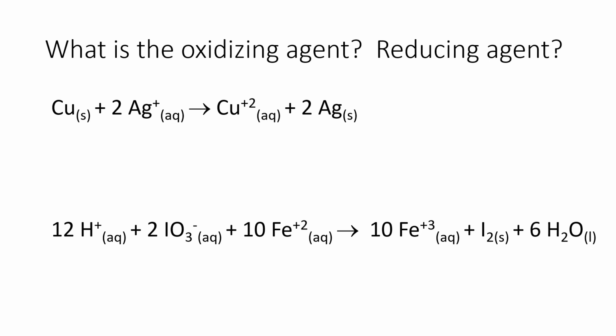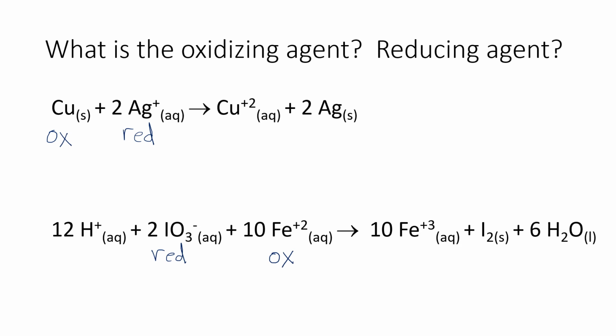So let's revisit these reactions where we've already identified what got oxidized and what got reduced. We said that copper in this first one was oxidized and that silver was reduced. Likewise, in the second reaction, we said that the iodine here in the form of the iodate ion got reduced and the iron ion got oxidized. So now let's talk about the agents. From this information, how do we identify the oxidizing agents and the reducing agents?